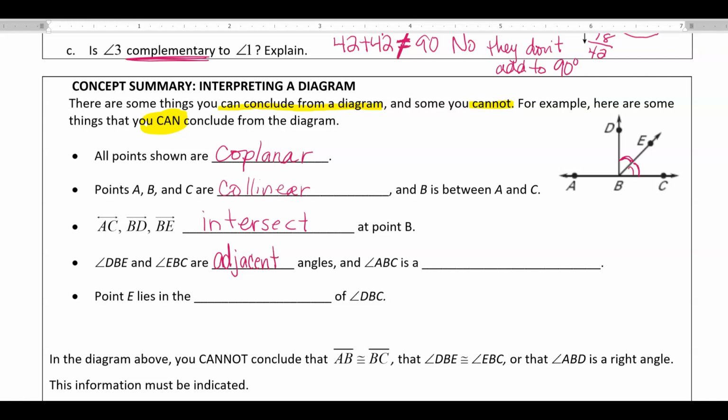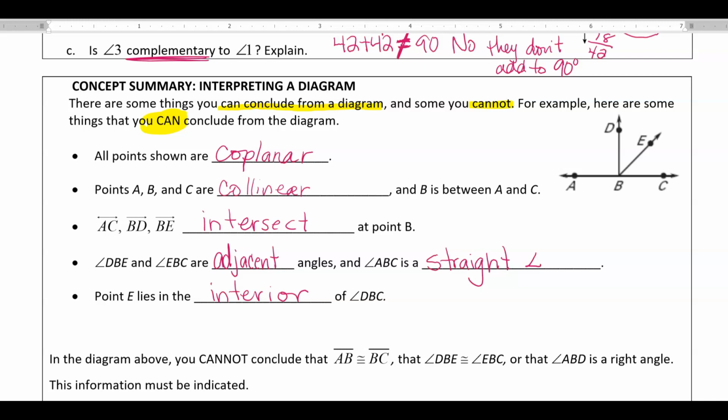And angle ABC, here's angle ABC, is a straight angle. We learned that the other day. So if they fall in a line, they are a straight angle. Now last, point E lies in the blank of DBC. Point E lies where? Point E lies in the interior. So the word that's going to go here is interior.